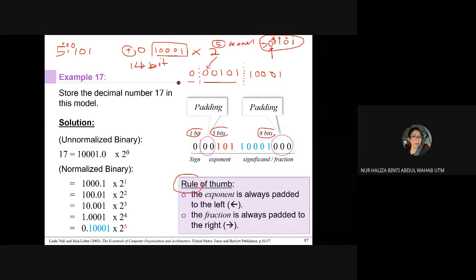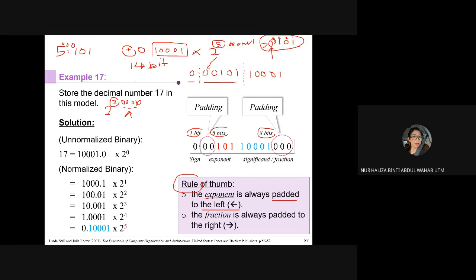Let's say, for example, I have 2 to the power of 2. So 2 over here in binary is going to be 10. If it is 10, I am supposed to add another three 0s in front. So the first rule, if it is the exponent, it's always padded to the left. So you're going to add 0 in front.